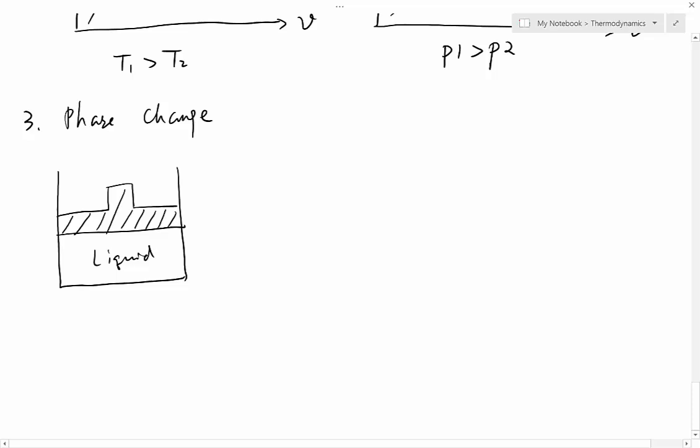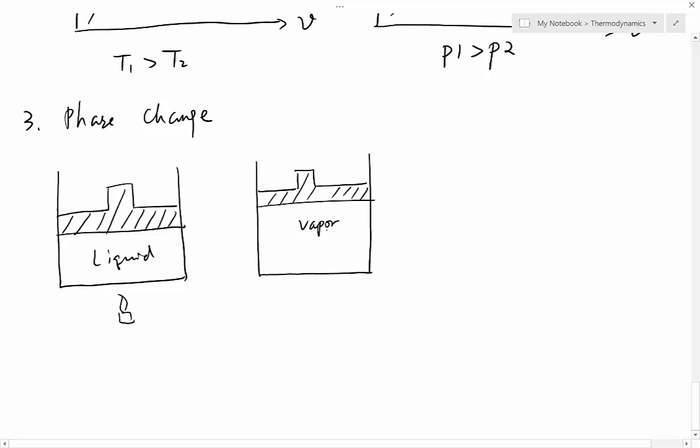Okay, and now you start to give it heat, provide heat. What's going to happen is some of the liquid will become vapor and the volume will become bigger. So it's going to push up the piston. You have some vapor and you're going to have some liquid, and the volume will become bigger.